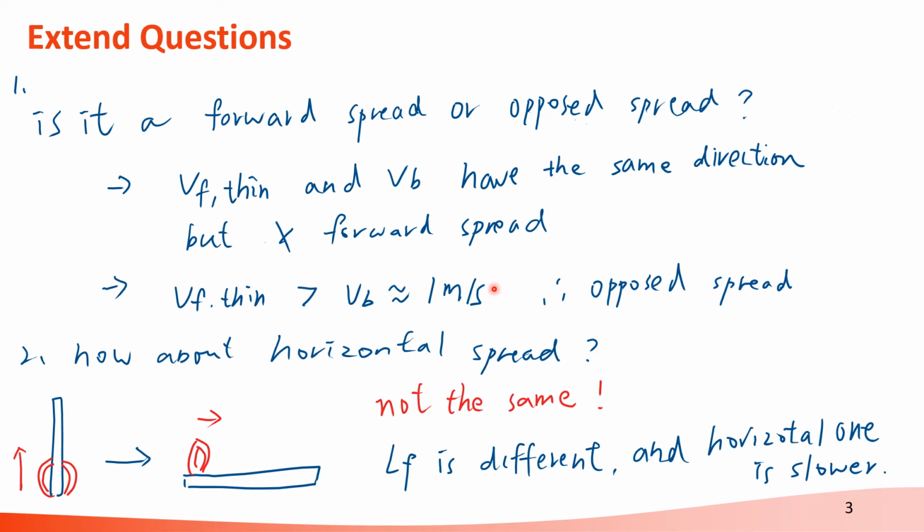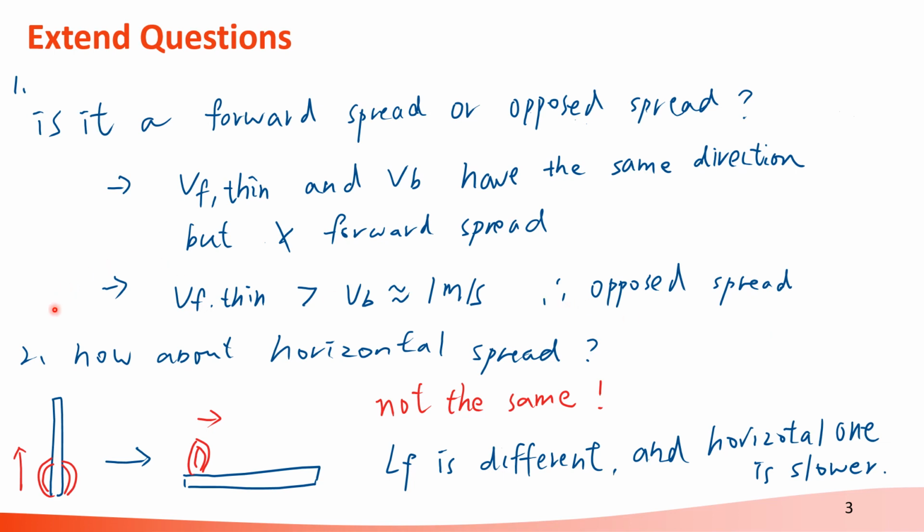So let's imagine you are running. Your running speed is like the fire spread speed. Maybe you are running at 2 meters per second, and the wind has the same direction as your running direction, with 1 meter per second. As you are running faster than the wind, you can feel that the wind is hitting your face. So the wind is slowing you down. So I would say it is an opposed fire spread.